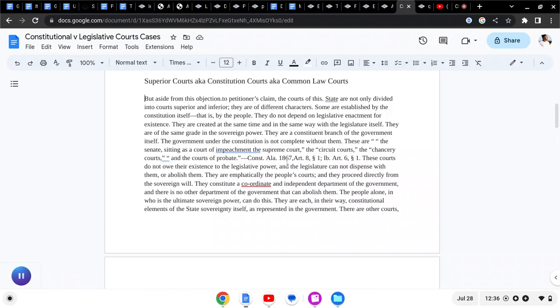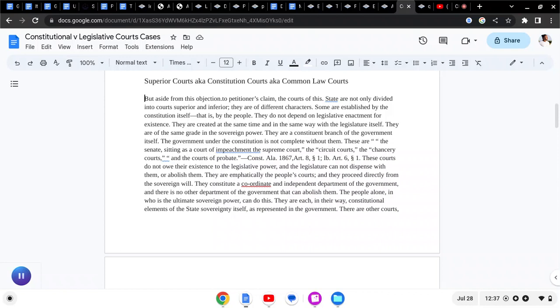Now, this is an old case, so they've amended this Constitution, just to let y'all know. These courts do not owe their existence to the legislative power, and the legislature cannot dispense with them or abolish them. They are emphatically the people's courts, and they proceed directly from the sovereign's will. They're talking about the people, just to let you know. They constitute a coordinate and independent department of the government, and there is no other department of the government that can abolish them. The people alone, in whom is the ultimate sovereign power, can do this. So they're saying that only the people can do this.